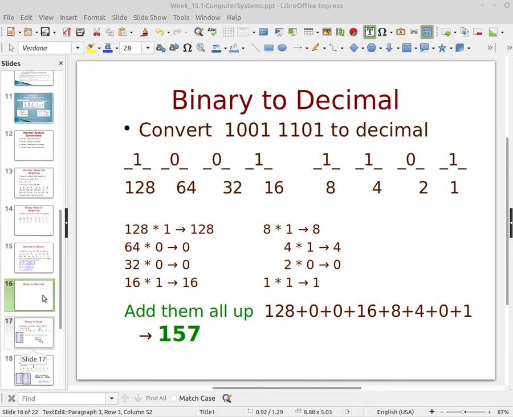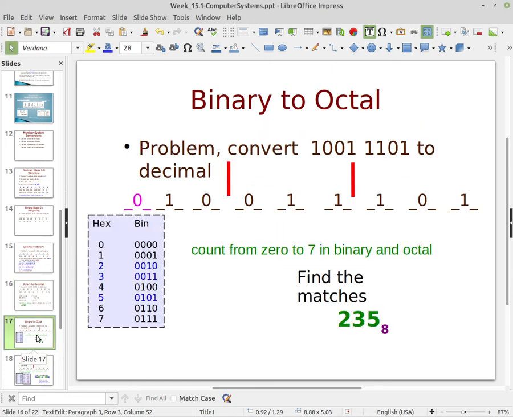All right, now you could do the same thing to convert from octal or hexadecimal to decimal. You could lay it out the same way, but I would never bother doing that. Remember that the key to octal and the key to hexadecimal is the fact that they're a one-to-one relationship to binary.